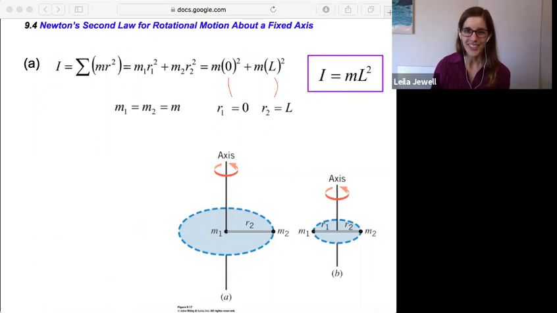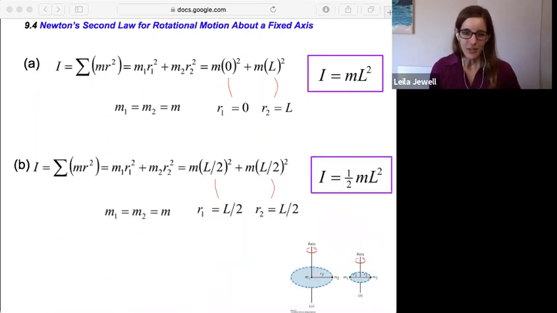Well, we can take a look. As we look at this, we notice the masses are still the same, but the radii, r1 and r2, are different. Instead of being 0 and L, it's L over 2 for each of them, right? Each of them is halfway from the center of the rod to the masses. Now, when we plug that in, because this is squared, we aren't going to get the same result as we got above.